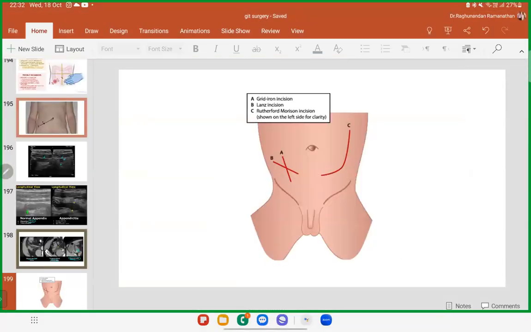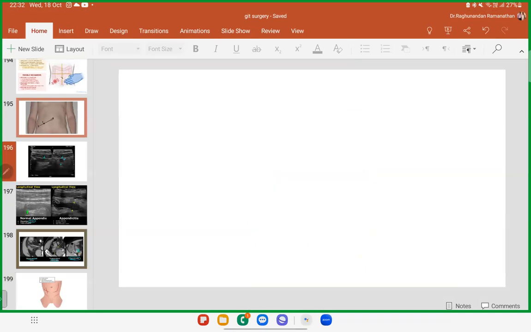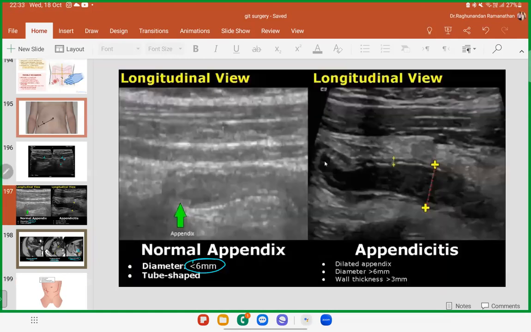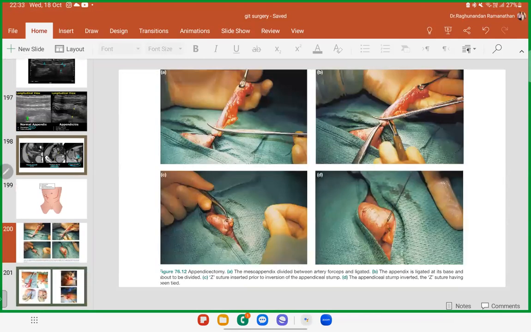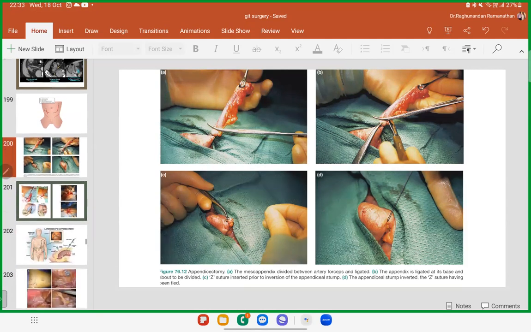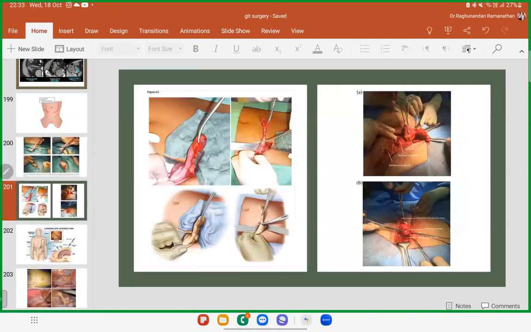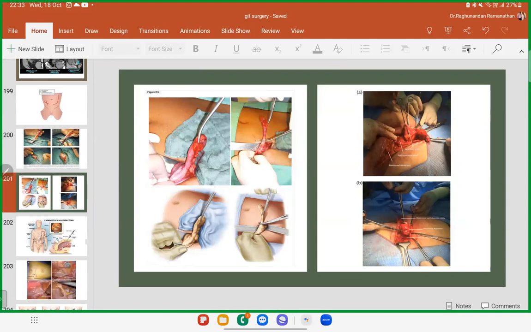So what is this incision? This is going to be a gridiron incision, Lanz incision, Rutherford Morison incision. And this is going to show you the appendix. I think all these things we have already seen. See here, this is the appendicectomy. The mesoappendix, we are going to divide between the artery forceps and ligate it. Then after ligating at the base of the appendix, a Z suture is done prior to the inversion of the appendiceal stump. Then the appendiceal stump is inverted and you keep it inside. This is another image of how we deal with the stump of the appendix.